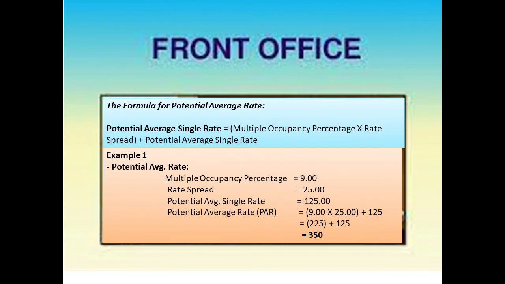The formula for potential average rate: potential average rate is equal to multiple occupancy percentage multiplied by rate spread plus potential average single rate. Example number 1: multiple occupancy percentage is equal to 9, rate spread is equal to 25, potential average single rate is equal to 125. The potential average rate or PAR is equal to 9 multiplied by 25 plus 125, which is equal to 350.